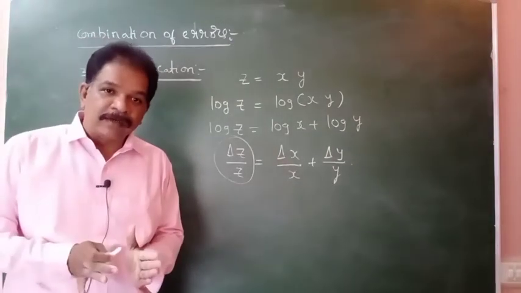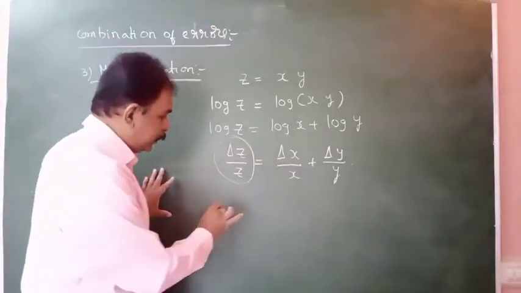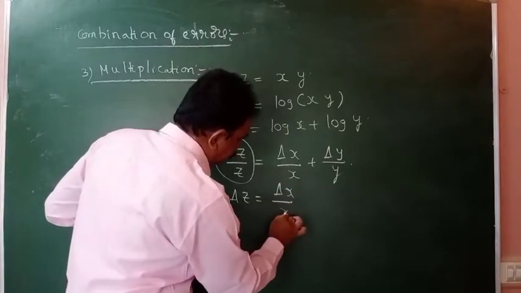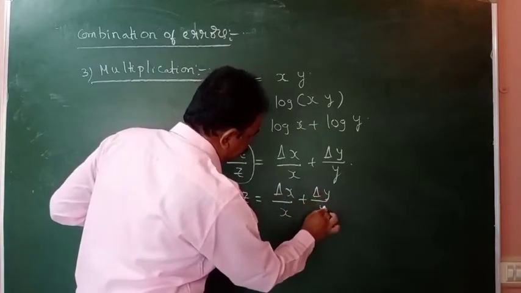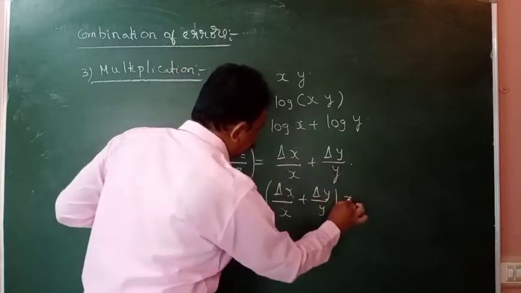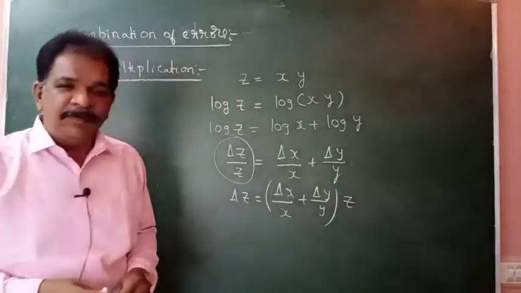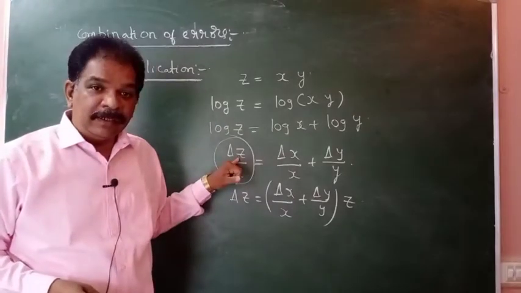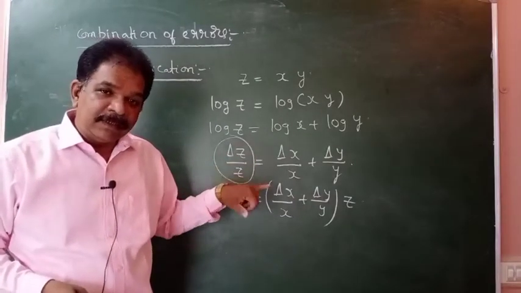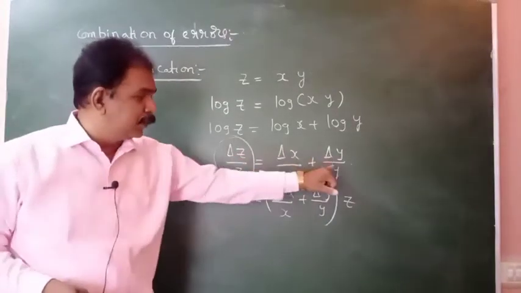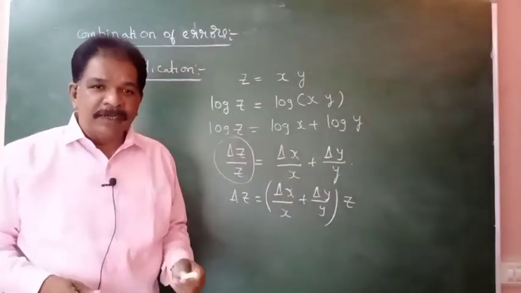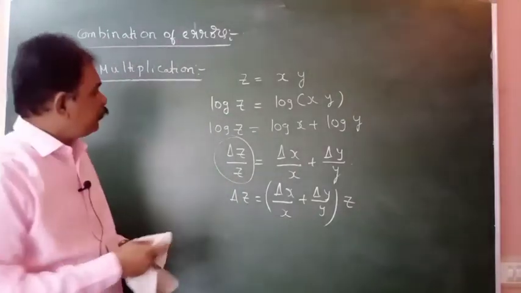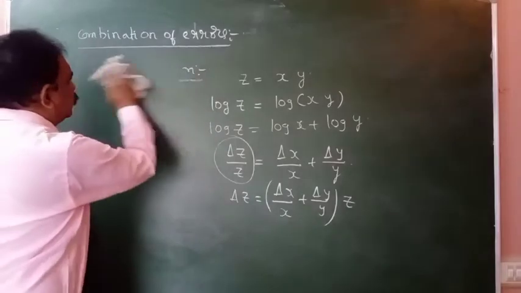Find the error in the measurement of z. Error means delta x by x plus delta y by y. This z will come to this side, that will be delta z by z. This is the relative error. Percentage error means multiply both sides by 100. You will get the percentage error. Clear? Next.